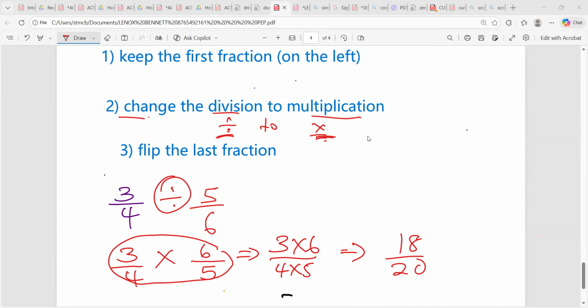Tori J, what's the next move? We have 18/20. Is it complete? No? Not here, Tori J. All right, something wrong with Tori J. We're going to move on to someone else till she figures it out.